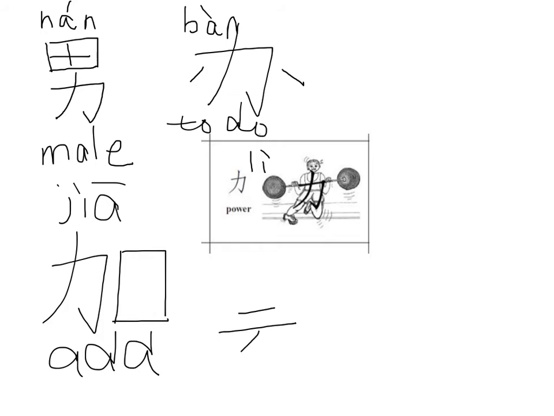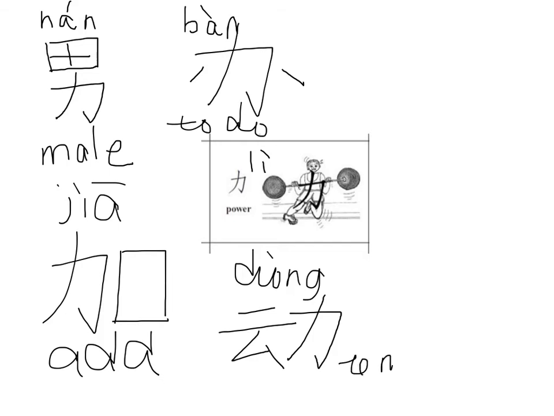Next character. On the left side is 云. It means cloud. And on the right side is 力, power. So this character is pronounced like 动. It means to move. In order to make the cloud move, it needs a lot of power, of course.